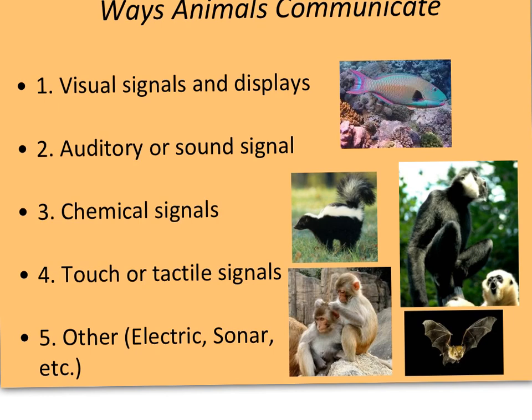Obviously visual, these are different ways they communicate: visual, auditory, chemical, touch or tactile. Chemical, electrical, echolocation. So a whole bunch of them. Some that we don't have.